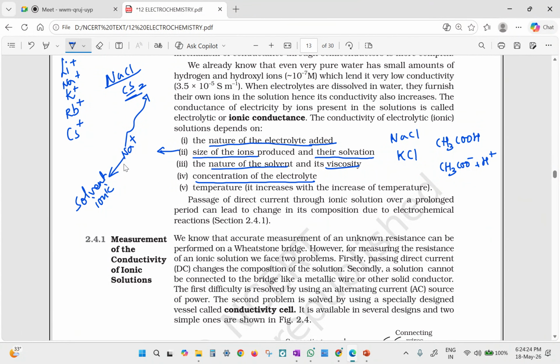Otherwise, it will hamper the movement of the ion. The viscosity should not be very, very high. Supposing I decrease the temperature of the water. Think about this. What will happen to the viscosity? The water molecules, maybe assume that it is going to get frozen. Viscosity will slightly increase. Particles will come together. Again, traveling of the ions becomes a problem. Then temperature: it increases with the increase in the temperature. So these are the points of difference between metallic and electrolytic or ionic conductance.